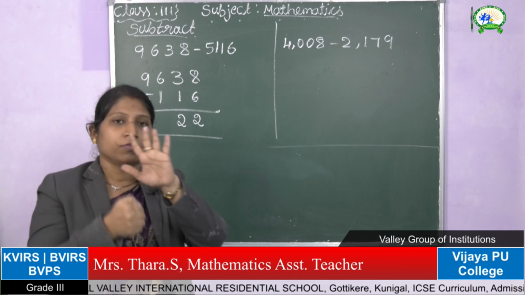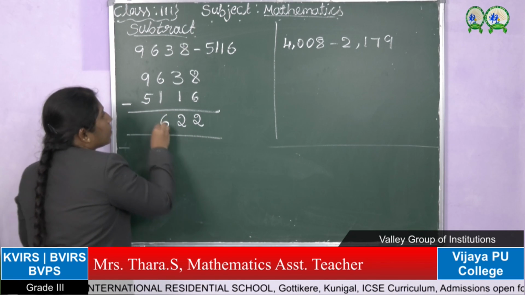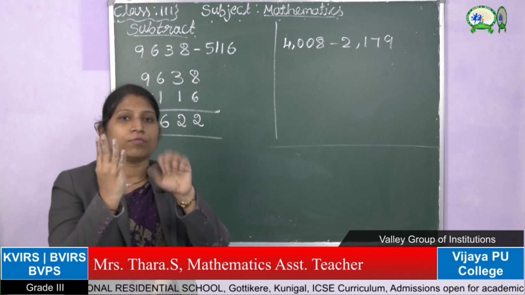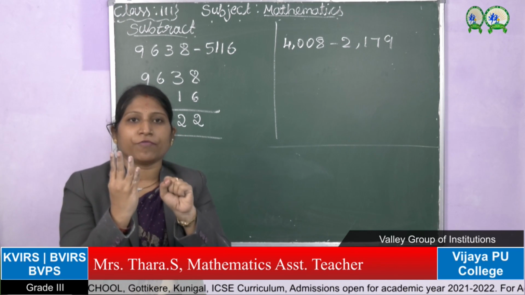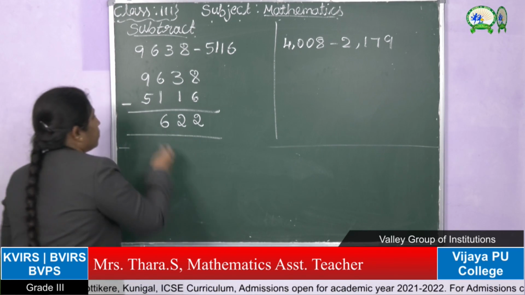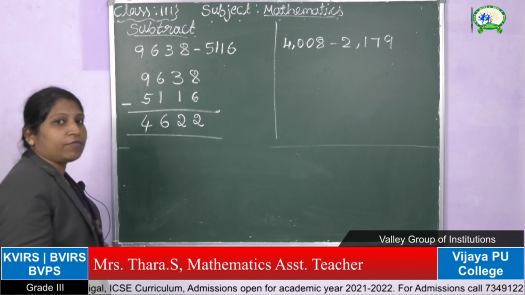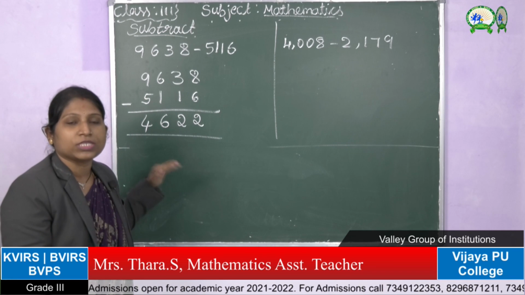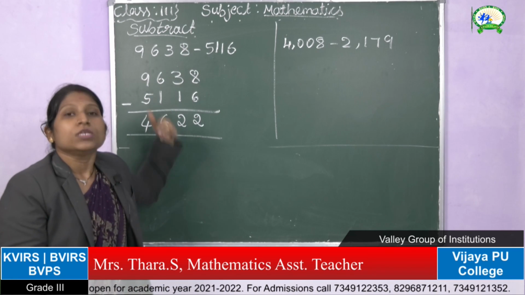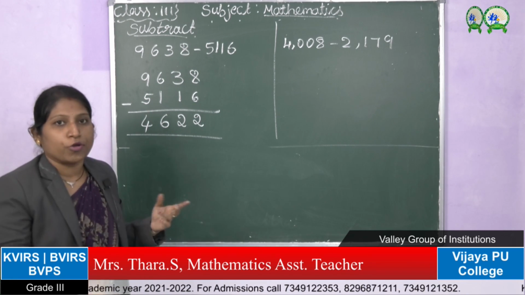6 minus 1 is 5. 9 minus 5: you have 9, and subtract 5 from it, so you will get 4. So what did we finally get? 4622. It is very easy to subtract a small number from a big number without the borrowing method.